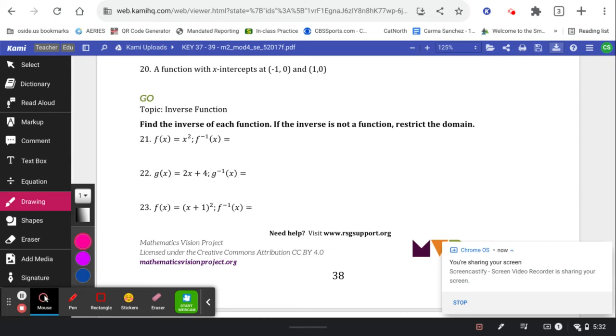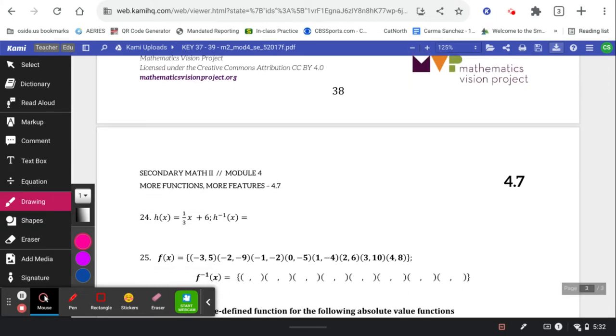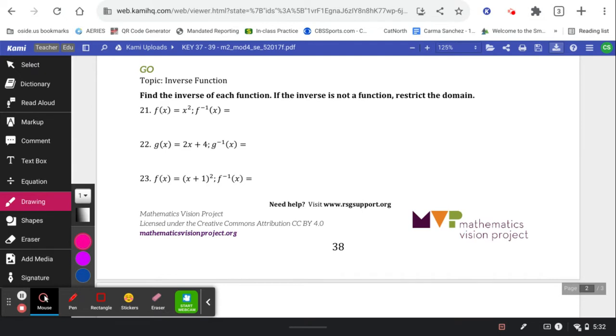All right, we're at the go, which starts on page 38 and then goes to page 39. Let's take a quick peek. The topic is inverses. So we're being given the function of x squared. We're asked for the inverse.